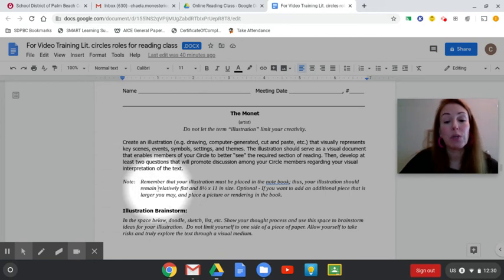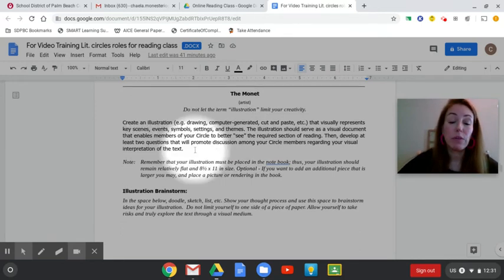So what you're going to be doing prior to the lit circle meeting first is reading the section of the book for that lit circle meeting. So if it's for the first lit circle, then obviously you're going to be reading the first section of your book that goes with the first lit circle meeting. Okay, as you're reading it, I want you to maybe use your sticky notes to make notes on scenes or parts of the book that stand out to you.